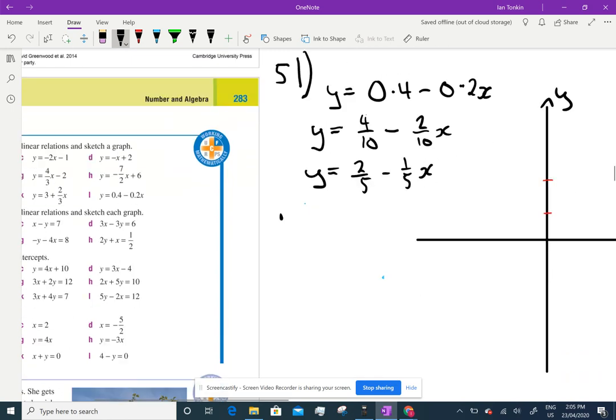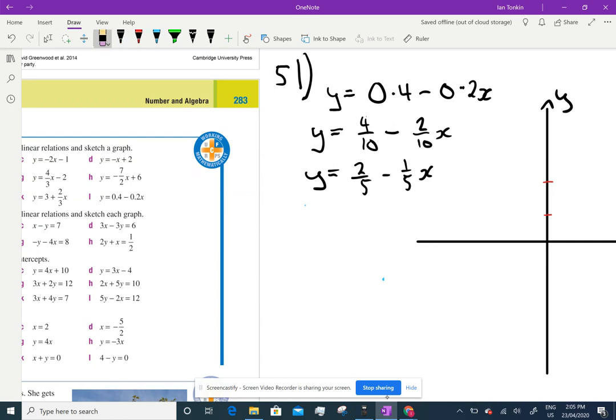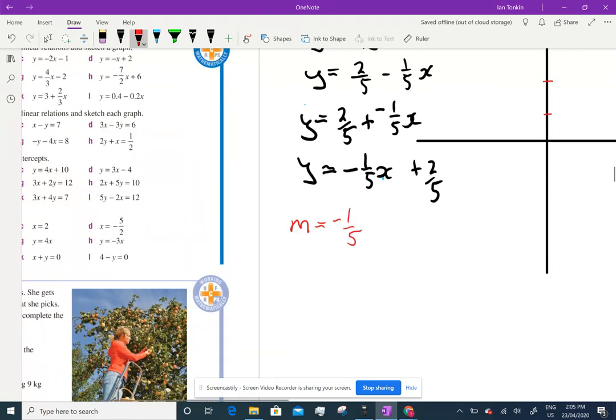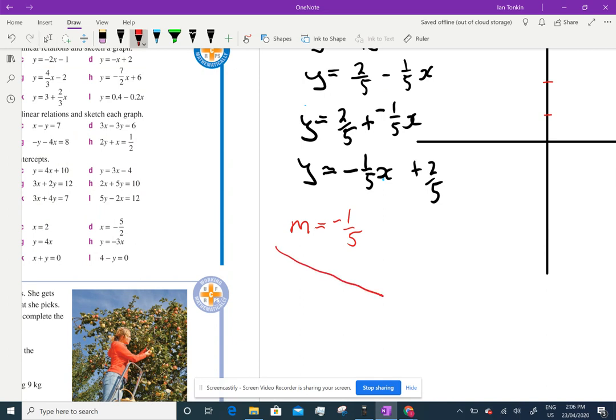Okay, so I'm just going to swap these around. And remember, you can think about these as y equals 2/5 plus negative 1/5 x, which means it doesn't matter which way you write them because they're two numbers that are added together. So y equals negative 1/5 x plus 2/5. So straight away, what have I got? Well, I've got a gradient of negative 1/5, which means it's going down, but it's not very steep. And I've got a y-intercept of 2/5.